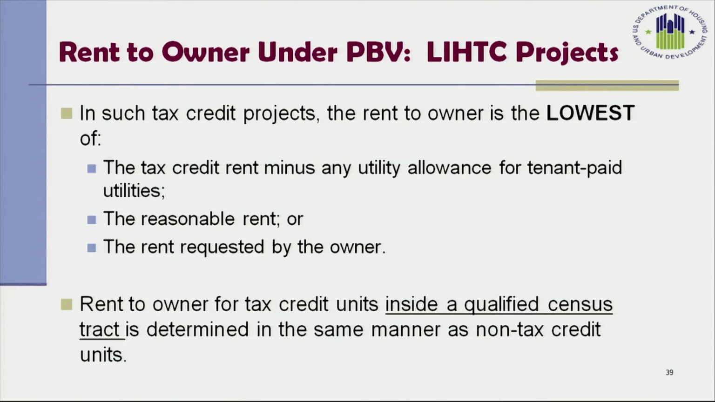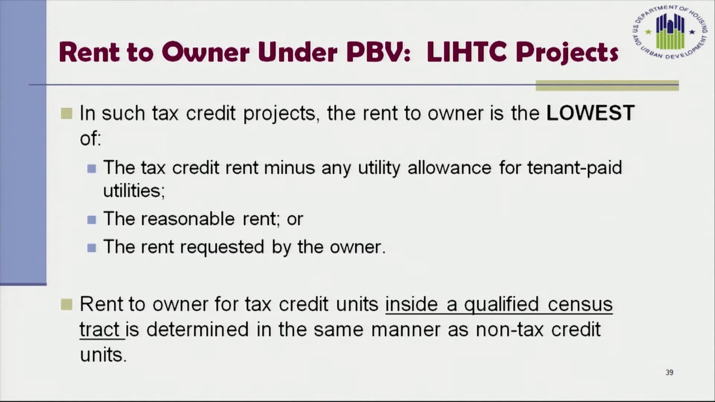For low-income housing tax credit projects, the rent setting is slightly different. If a project-based voucher unit also receives low-income housing tax credits and is located outside of a qualified census tract, and there are comparable tax credit units in the project that do not receive any form of rental assistance, and the tax credit rent exceeds the fair market rent limitation for the unit size, then the rent to owner is the lowest of the tax credit rent minus any utility allowance for tenant-paid utilities, the reasonable rent, or the rent requested by the owner.